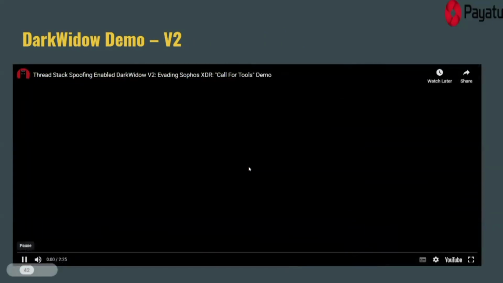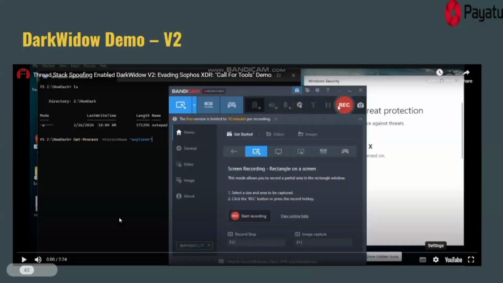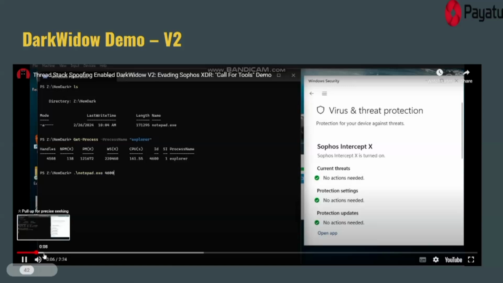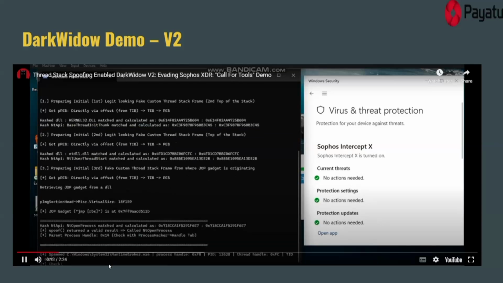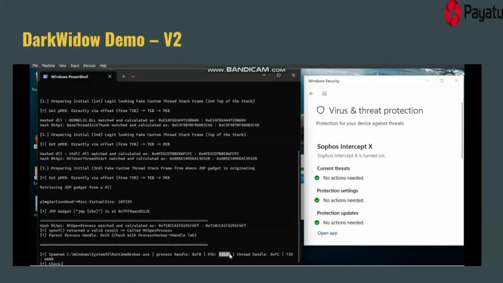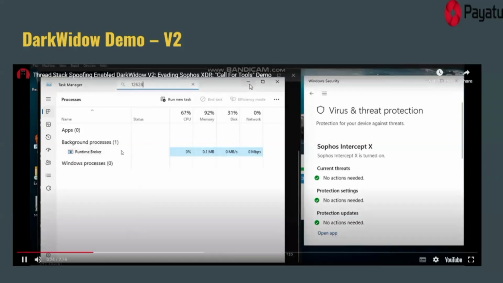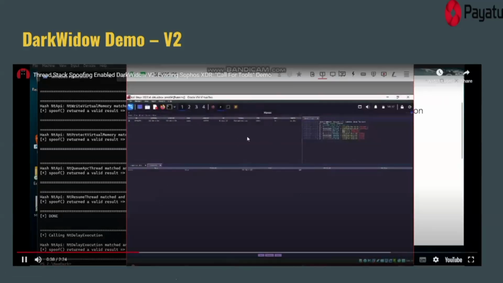So let's see version 2 of my demo. In here, again, Sophos XDR is running. Then notepad, it is not notepad, it is my malware. I just named the binary like that. You can see RuntimeBroker is spawned with PID 12628. Yep, it is spawned. Then the process injection was successful. And you can see no new notifications. And I got a shell in Havoc.